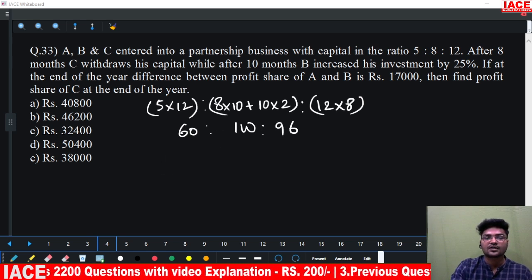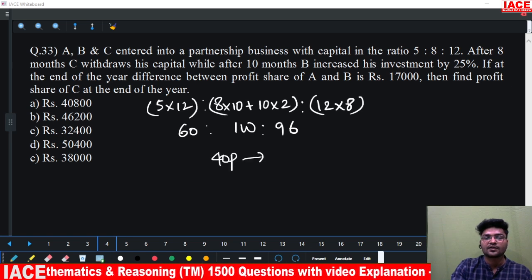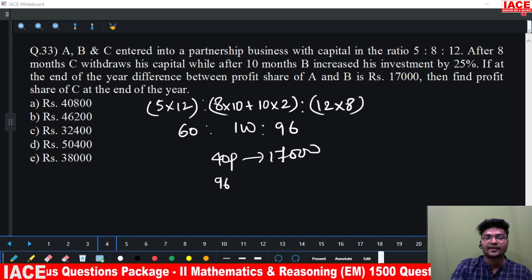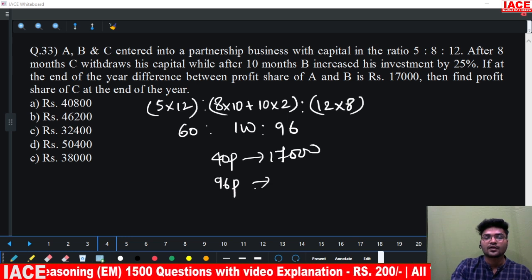Now what is this question saying? The difference of share of A and B, that is 40 parts, is given as 17,000. What is asked to calculate? 96 parts is how much?